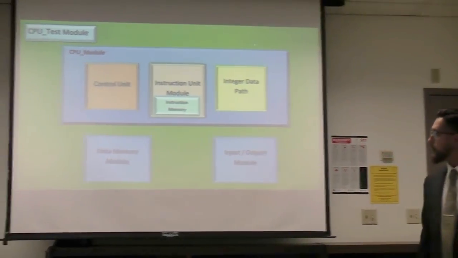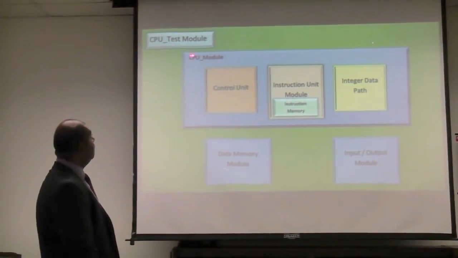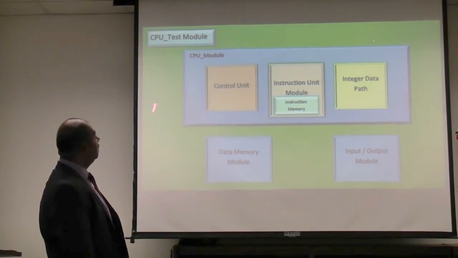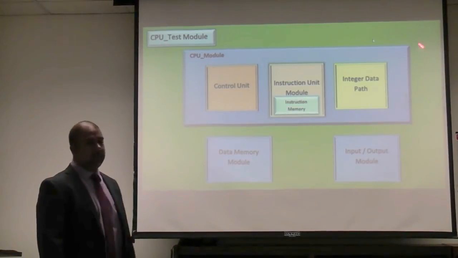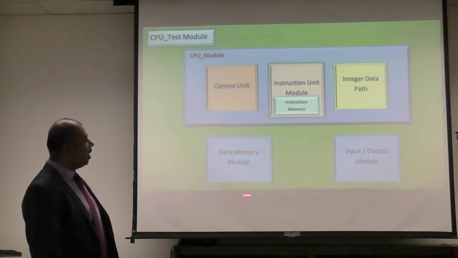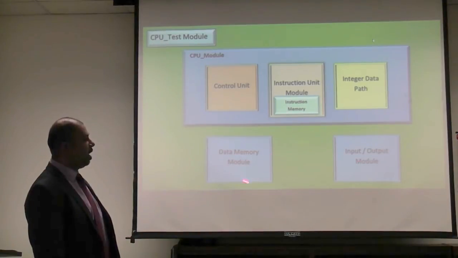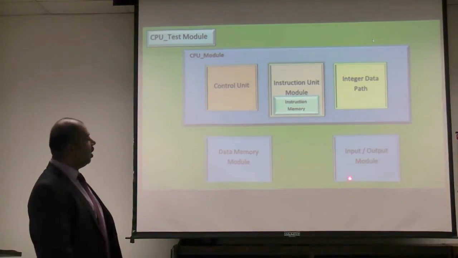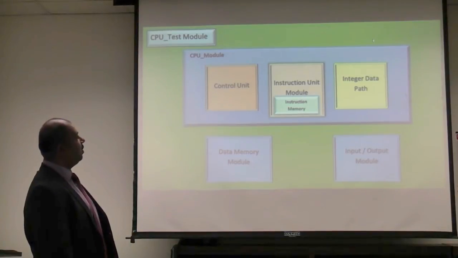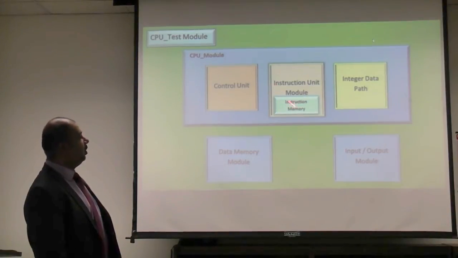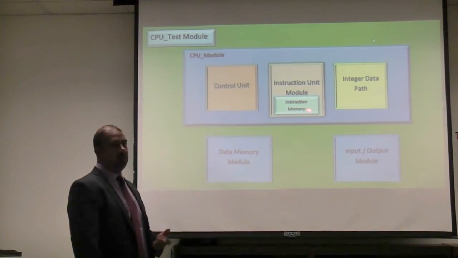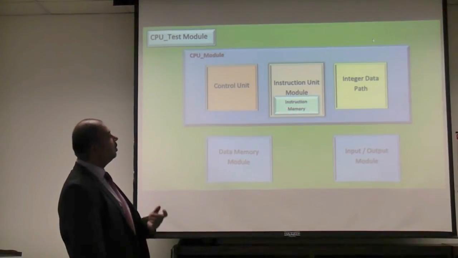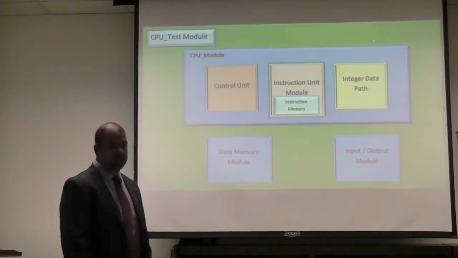So this is our block diagram of how our processor is organized. Right on top you're going to see the CPU test module. This is the wrapper, our test bench. It will instantiate the CPU module and the 2 memory modules: we have the data memory module, and the input-output, which is also a memory module. Inside the CPU we have three other modules: the control unit, the instruction unit, which also has a memory module in there for the instructions, and the integer data path, which has the registers and does the number crunching. We'll get into details on each one.